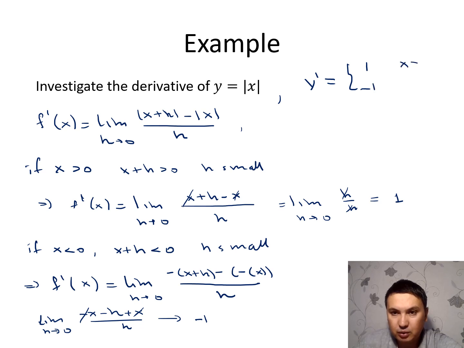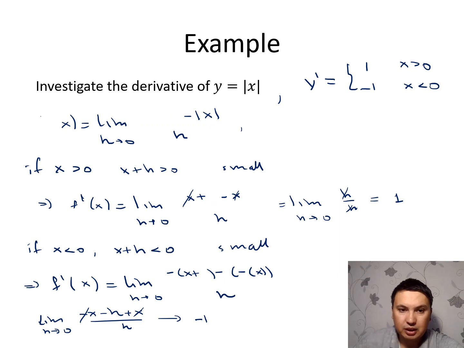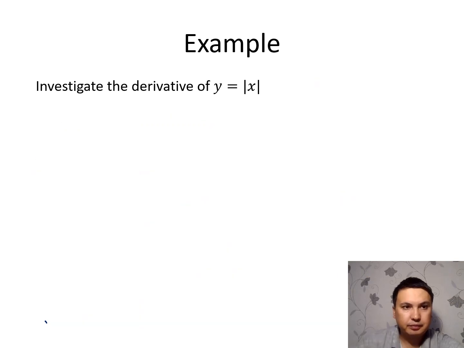It's 1 if x is positive. It's minus 1 if it's negative. So the question remains, what happens at x equal to 0? So let me clear. So at x equal to 0, well, what is the derivative?